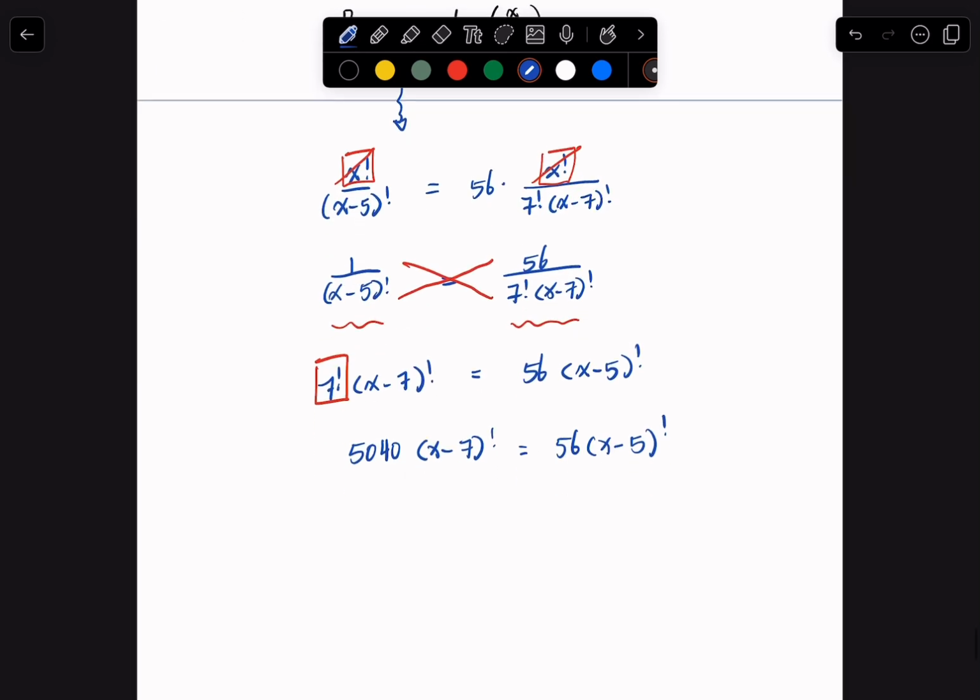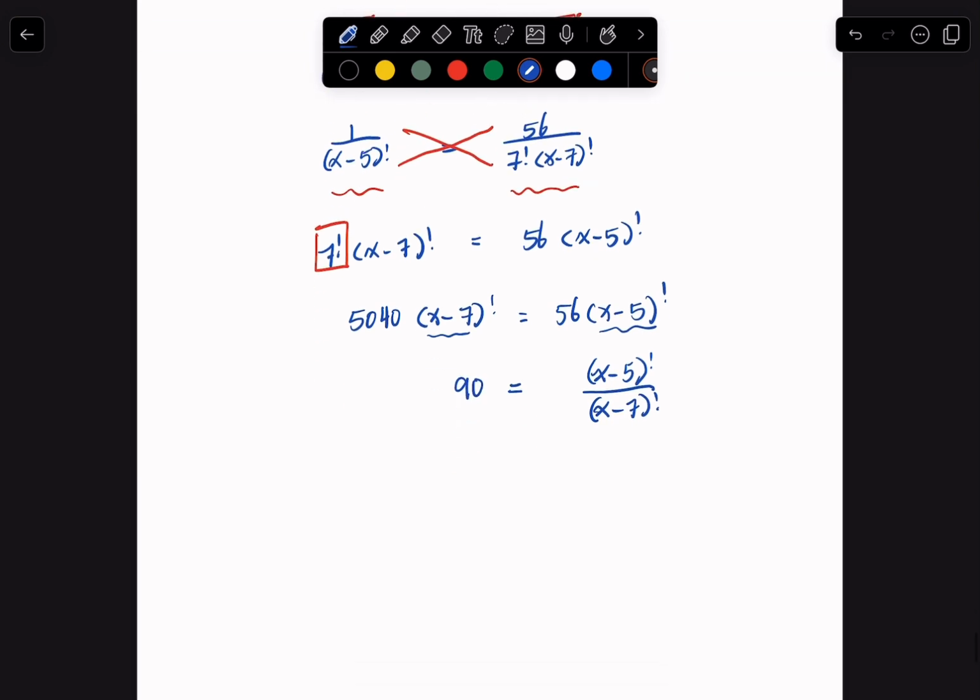So what do we do next? We are solving for x. So maybe one thing we can do is move everything that contains x to one side. And of course, I can move the 56 to the left side. So if you calculate 5040 divided by 56, I hope you will get 90.